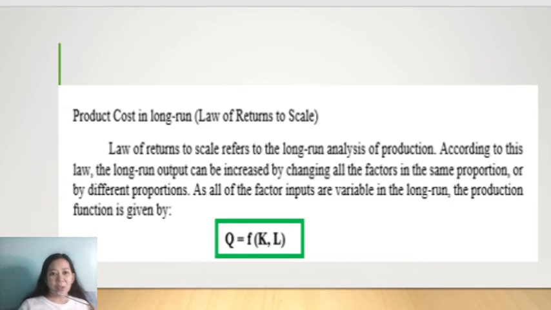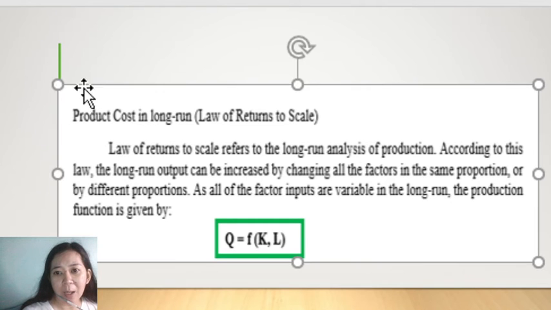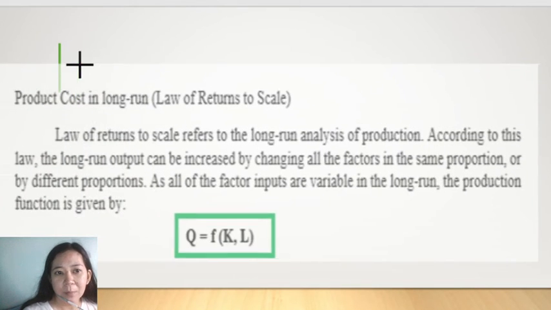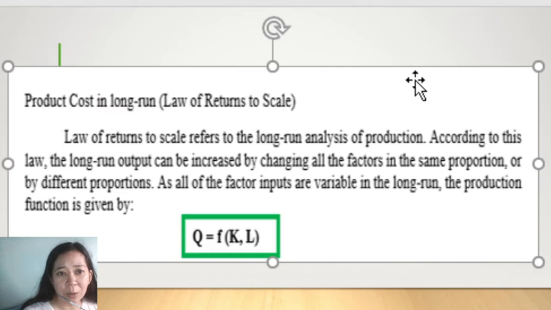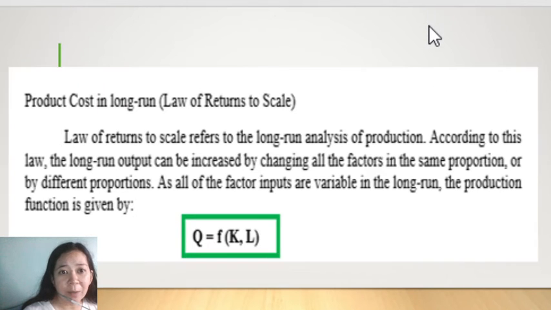So here we have production cost in the long run. This is also termed the law of returns to scale. When we say law of returns to scale, this refers to the long run analysis of production, which is in contrast with the short term analysis.